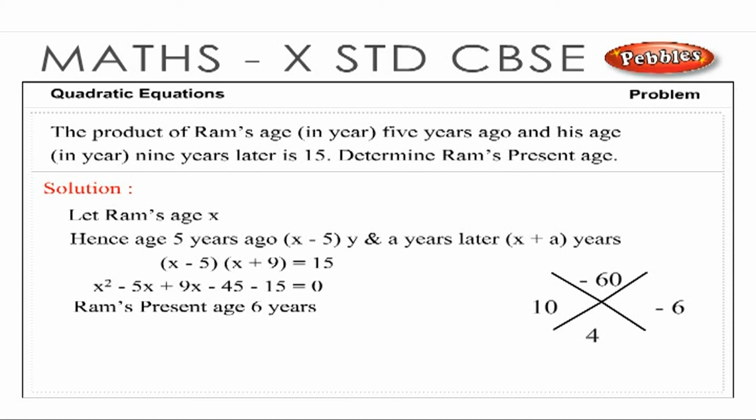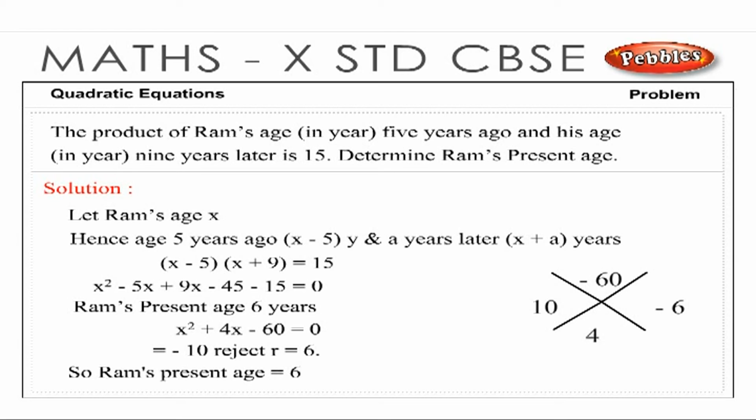x square plus 4x minus 60 is equal to 0. x is equal to minus 10, reject. x is equal to 6. Ram's present age is 6 years.